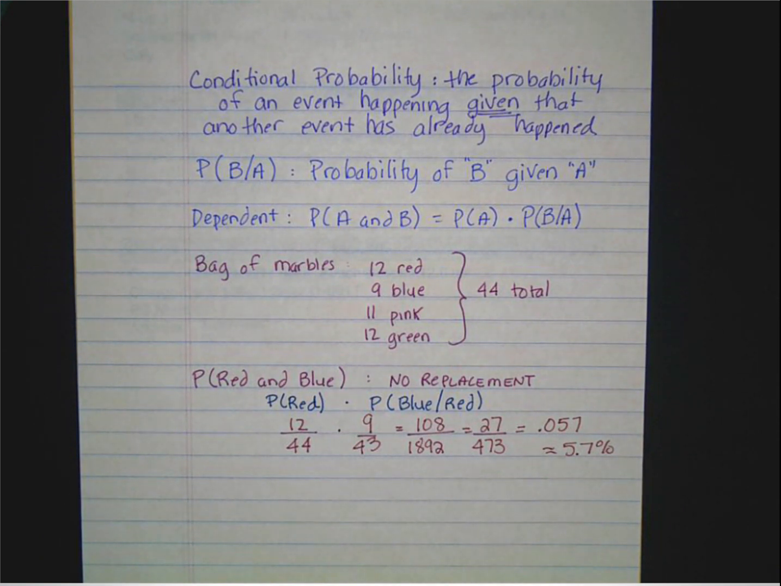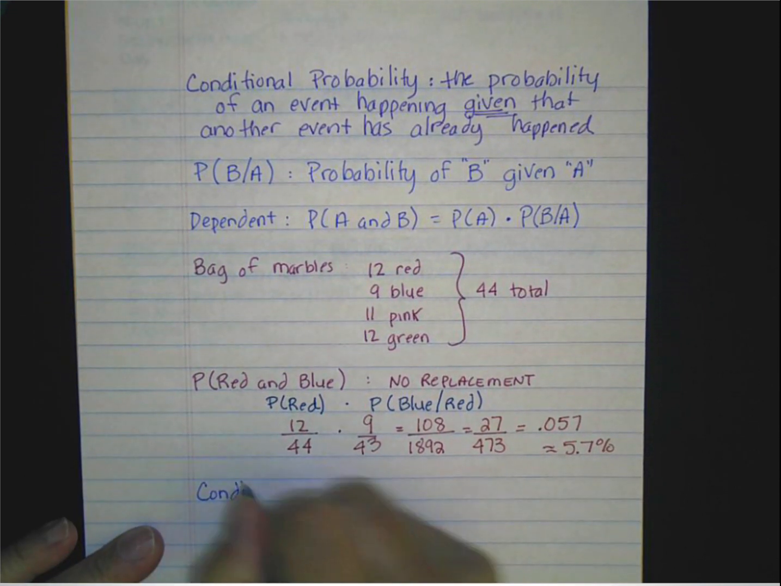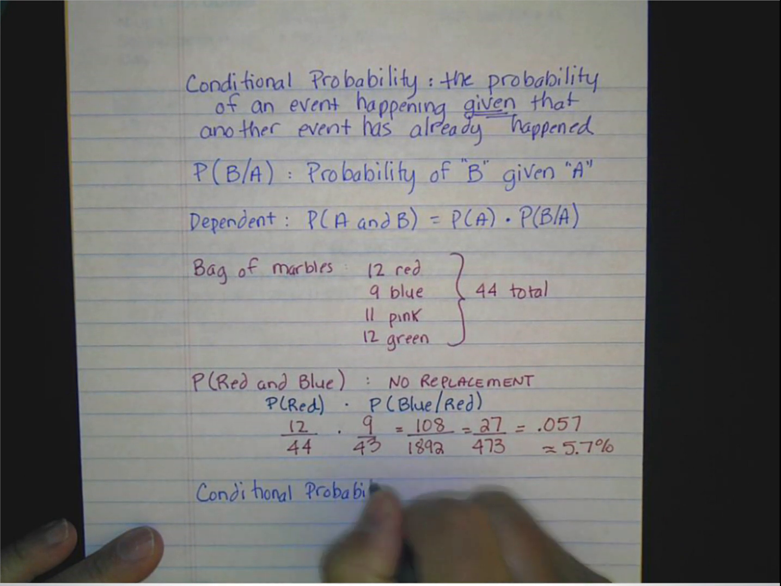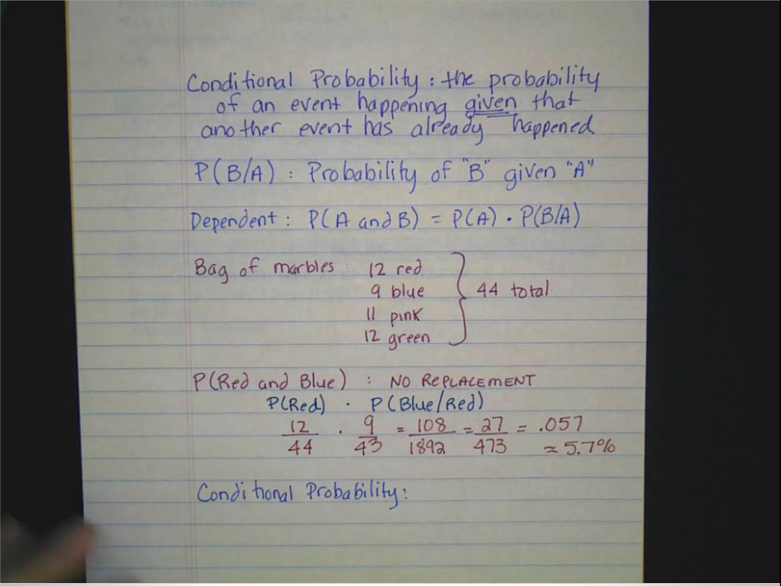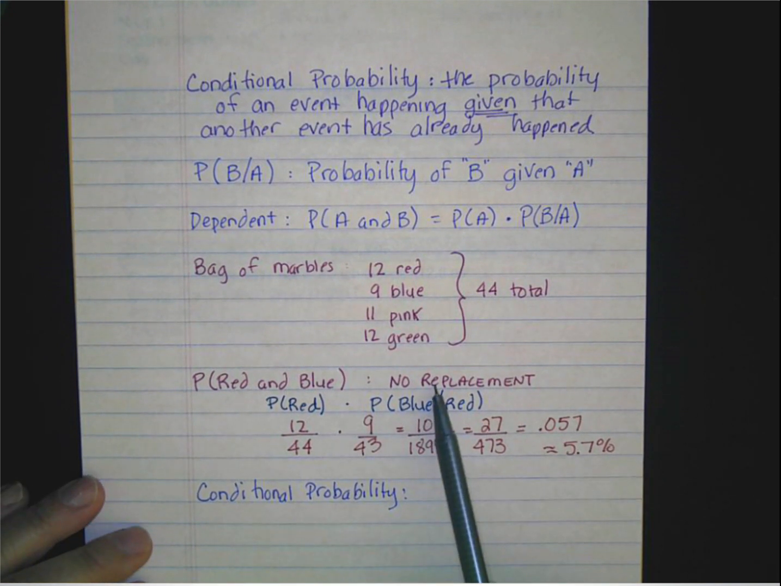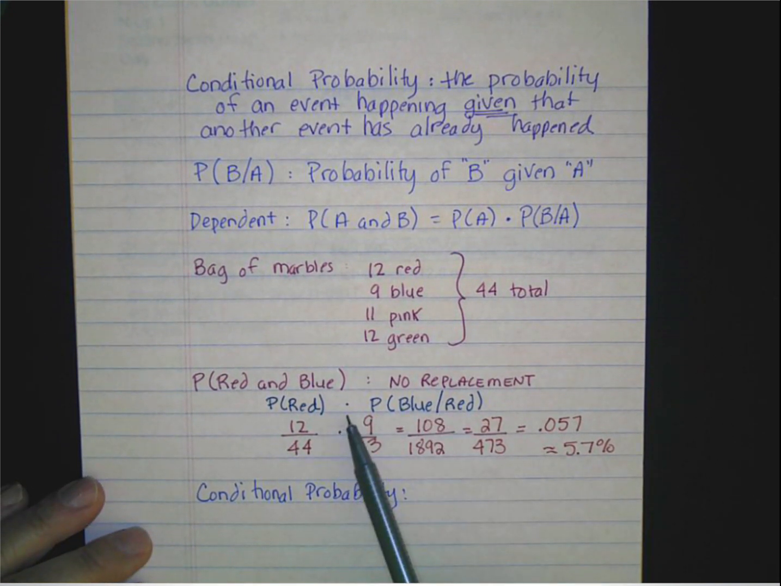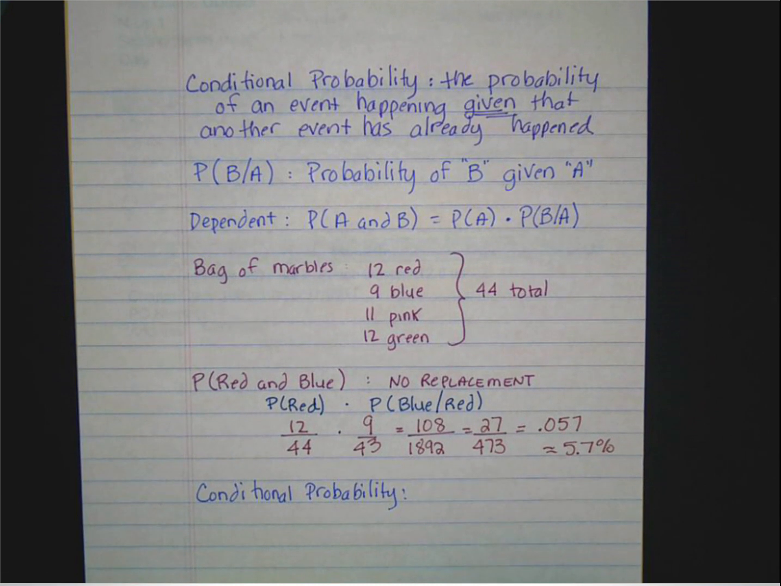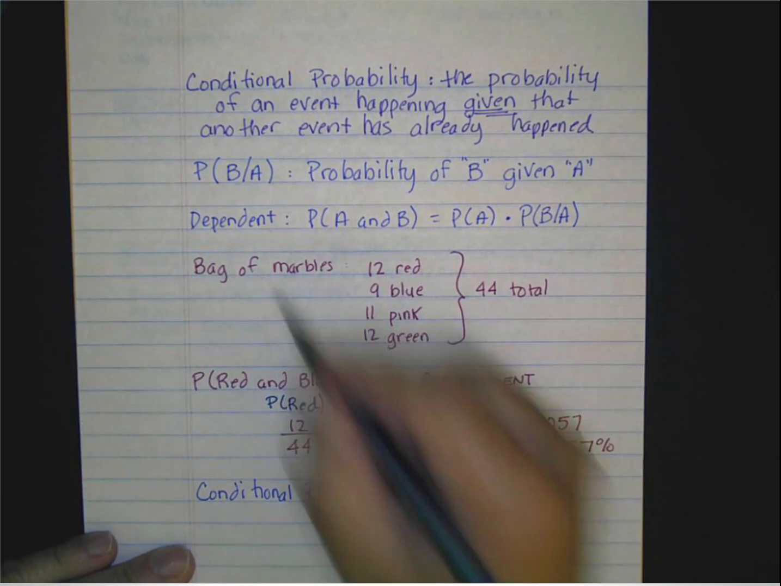All right. So conditional probability, let's recap what goes on. You're doing two different things, and one is based on the other one happening. Now, there is a little formula for it. Guys, it doesn't matter if you use a formula, if you get it just by doing it like we did here. Now, if I were to put the marble back in the bag, then this would not be conditional because you're putting it back in. So it would just be 12 over 44 times 9 over 44. It wouldn't be any different.